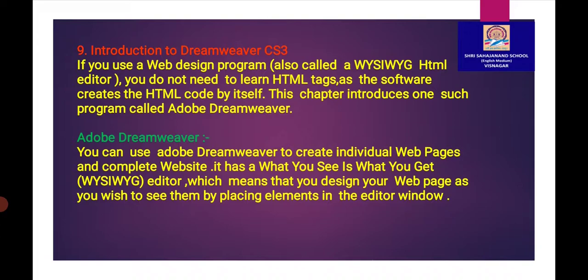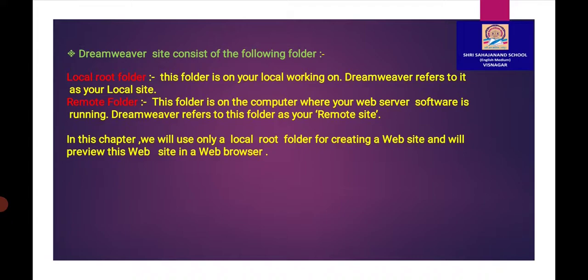The term site refers to a local or a remote storage location for the documents on the website. The Dreamweaver site consists of two folders. First one is the local root folder and second one is the remote folder. The local root folder is on your local computer and stores the files you are currently working on. Dreamweaver refers to it as your local site. The second one is the remote folder. This folder is on the computer where your web server software is running. Dreamweaver refers to this folder as your remote site.